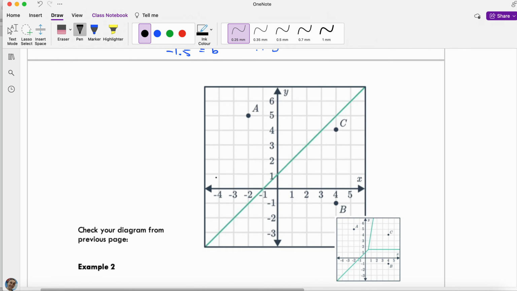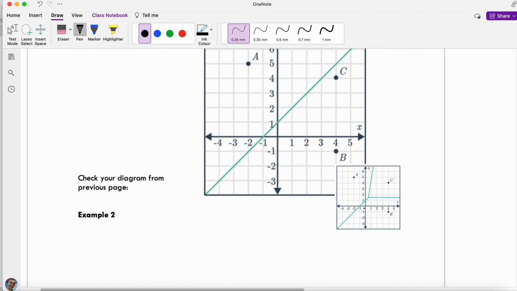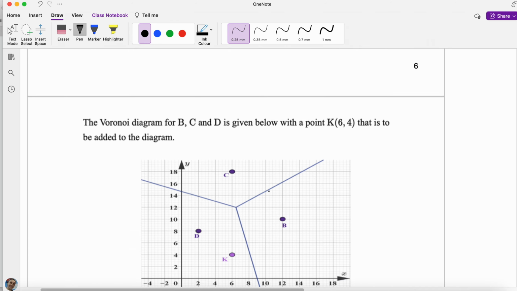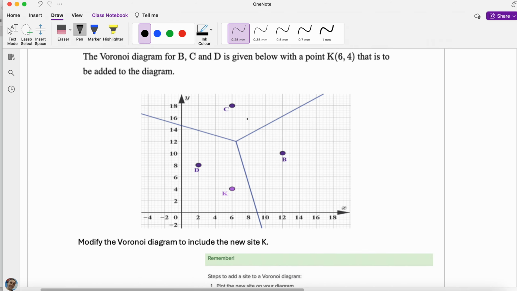Okay, let's do one more. Here's our answer, by the way, for you to compare, okay? So the Voronoi diagram B, C, and D. So right now this is for B, C, and D, and now we are going to add this point, 6 and 4. Okay, if you want, just pause it and just try. How would this look?